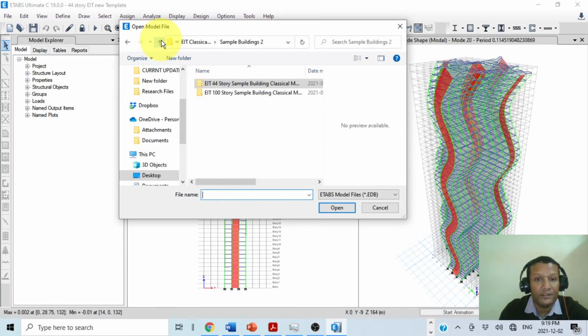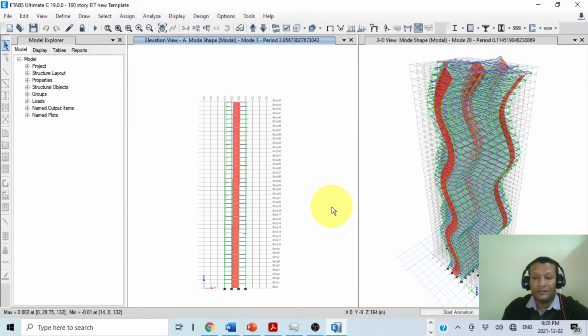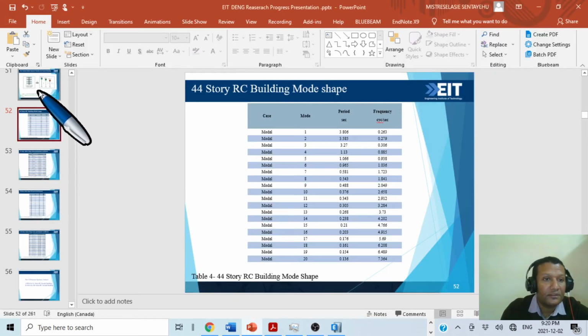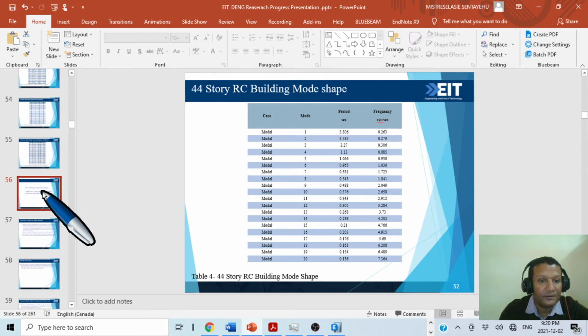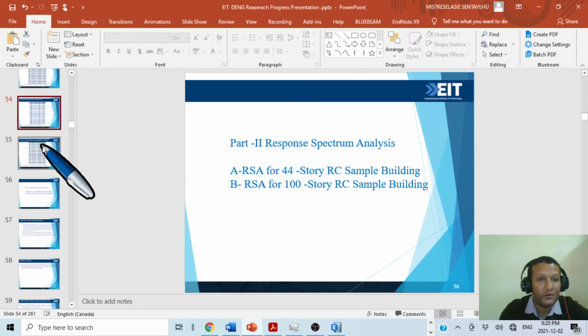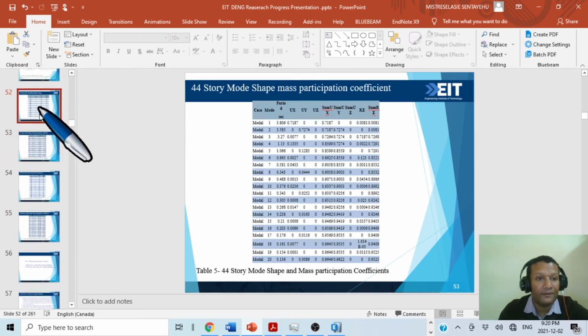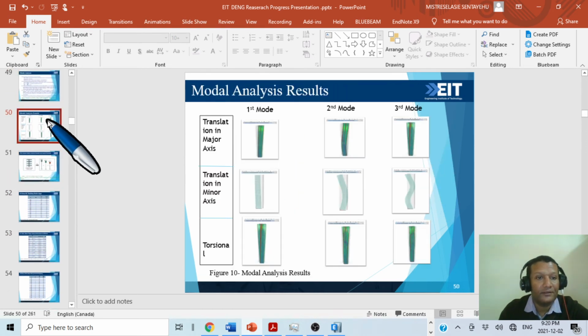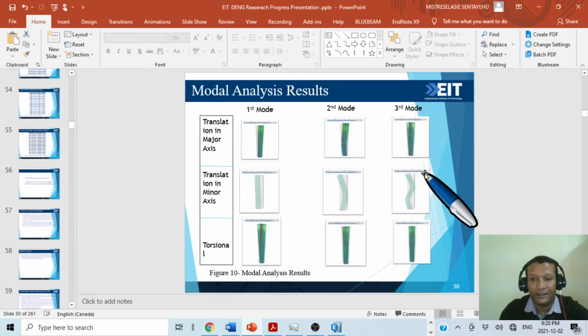This is the 44 story. So classical modal analysis, ETABS 100. Until it opens, as per our discussion, the next video will be on the response spectrum analysis of both. We'll continue like this, and we are going to have 5 videos, and we will see each in detail, and this Seismo Match also, until it opens.